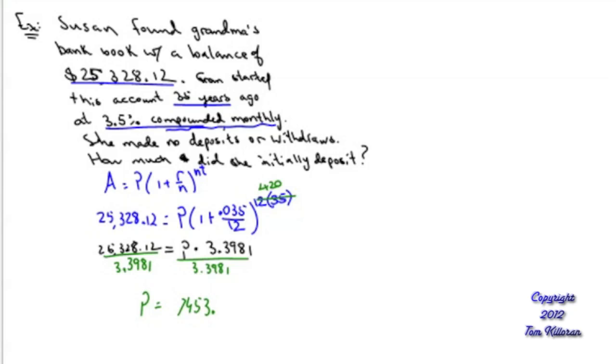7,453.6. How many decimals are wrong? Oh, it's money. Oh, well, 61 cents. 61 cents. Yeah, you have to recognize when you've got money, you want 2 decimal places. When you have percents, you want 3 decimal places. So she started with about $7,500.